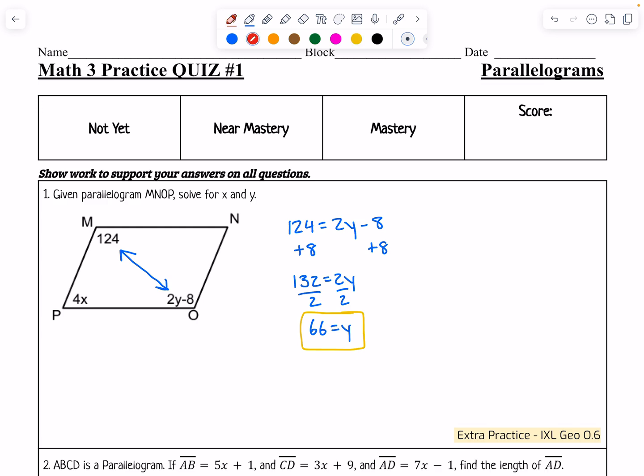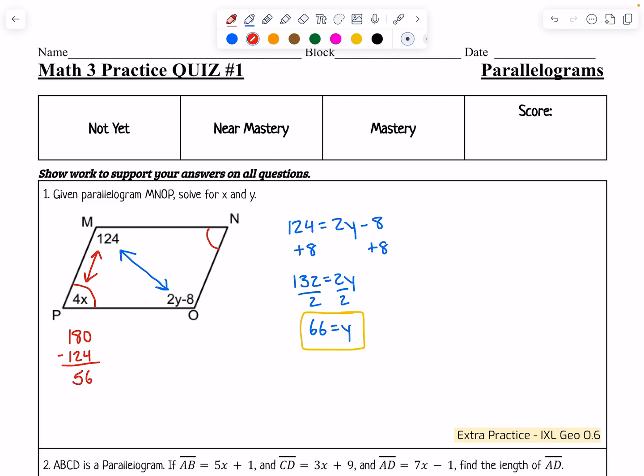So notice x is sitting in this corner with P, and I don't know what angle N is. But I do know that consecutive angles in parallelograms are supplementary, so I'm going to use that to solve for x. So first I'm going to take 180 minus 124 and get 56.